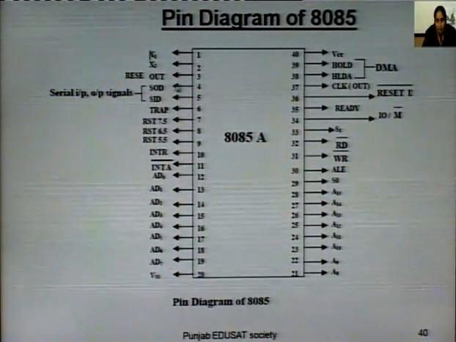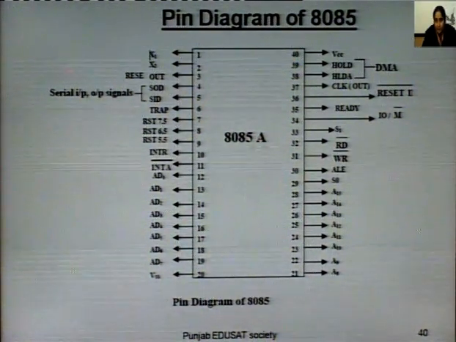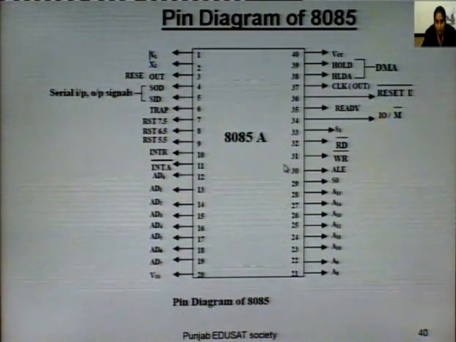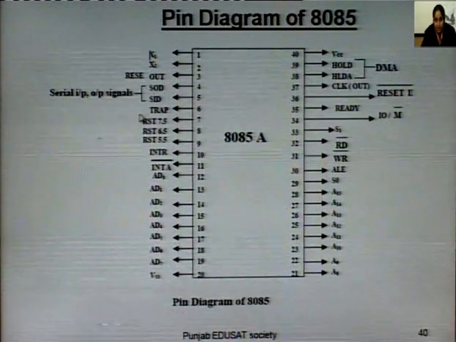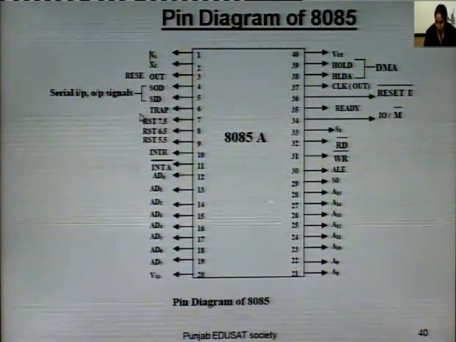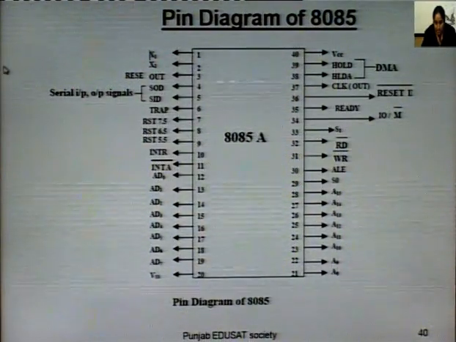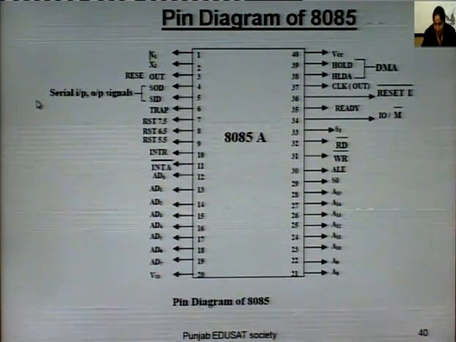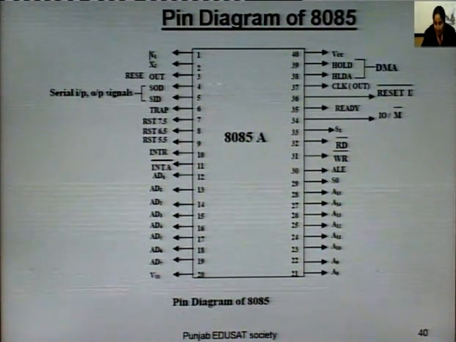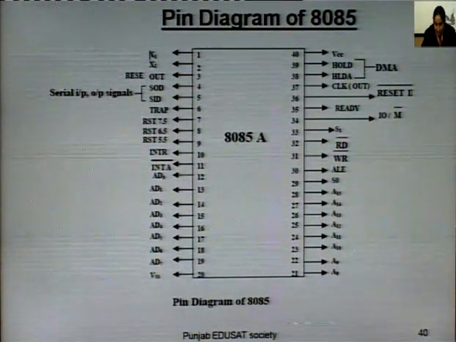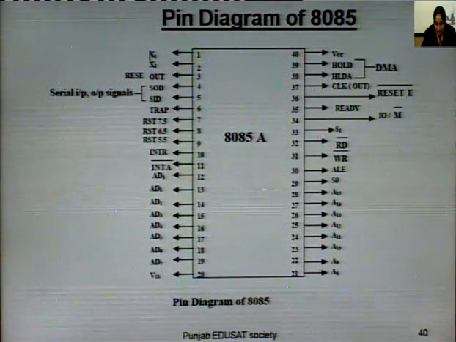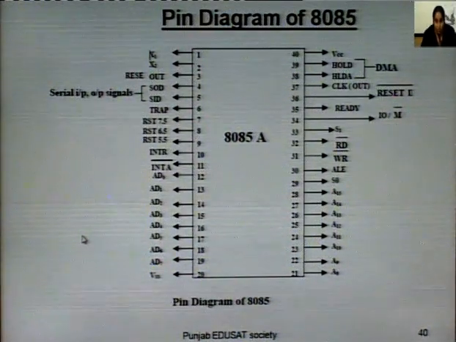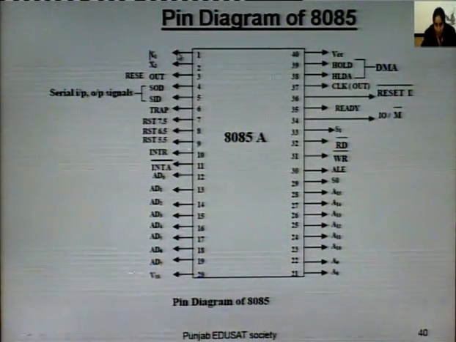Here we have the pin diagram of the 8085 microprocessor. The pin diagram is divided into various groups: serial input-output ports, clock signals, high order address bus, multiplexed address and data bus, then status signals, control signals, then DMA request signals and interrupt signals. Now we will explain all these pins one by one.